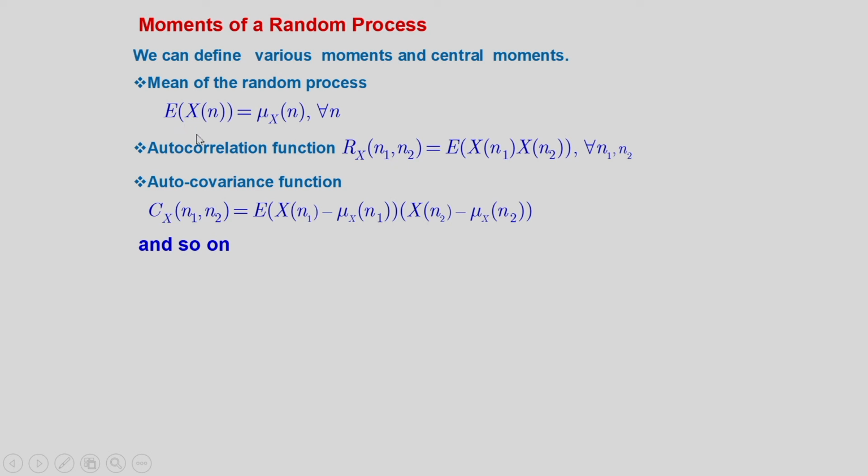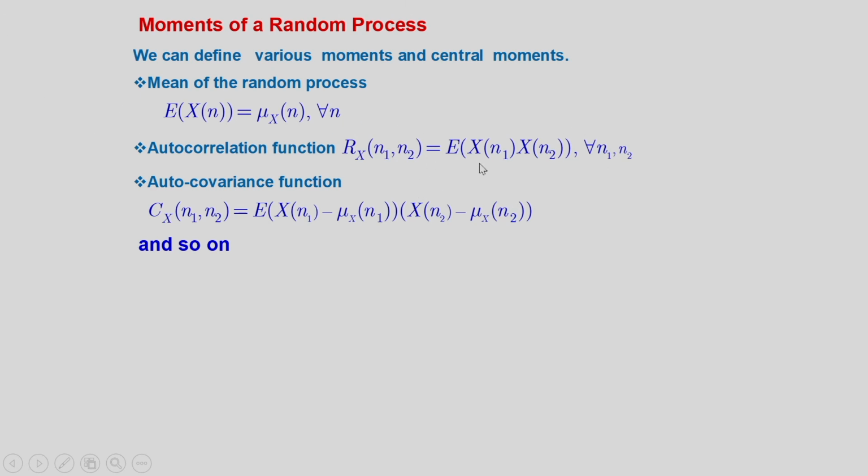Similarly, other moments also we can consider, for example, autocorrelation function. This is denoted by Rx n1 n2. What is this? E of xn1 into xn2, and this is the joint expectation of xn1 and xn2. This parameter Rx n1 n2 also we have to consider for all possible values of n1 n2.